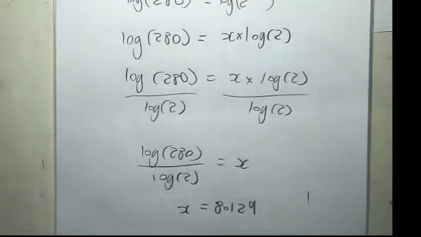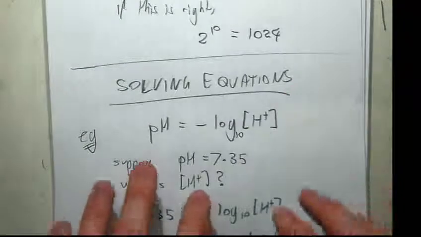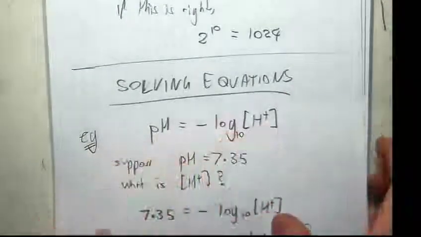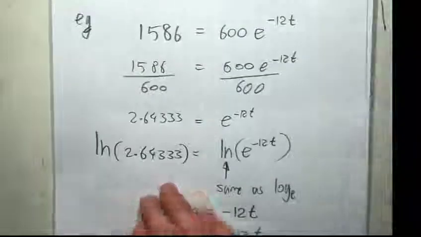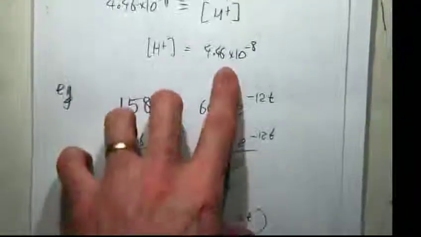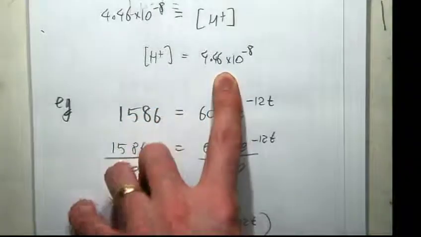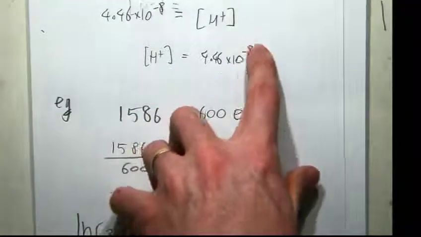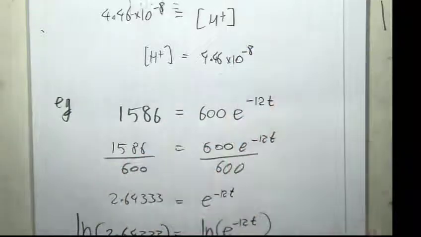So that's solving equations with logs. Logs are really invented as a way of getting rid of powers. Okay? So when you see a log equation like the pH equation, like this one here, the reason we have that is look at the pH. The pH is 4.46 times 10 to the minus 8. I want to get at this minus 8 here, this power that's here. And so I do a log 10.